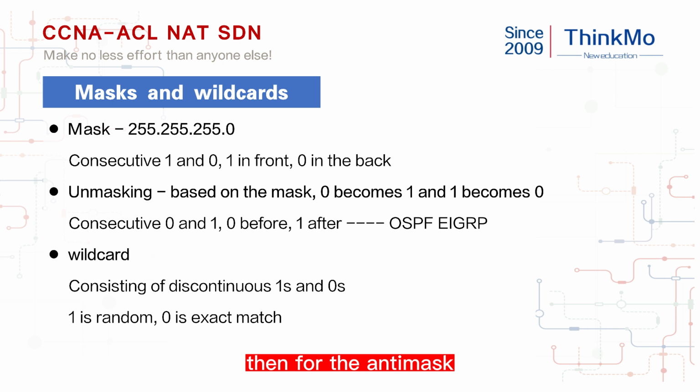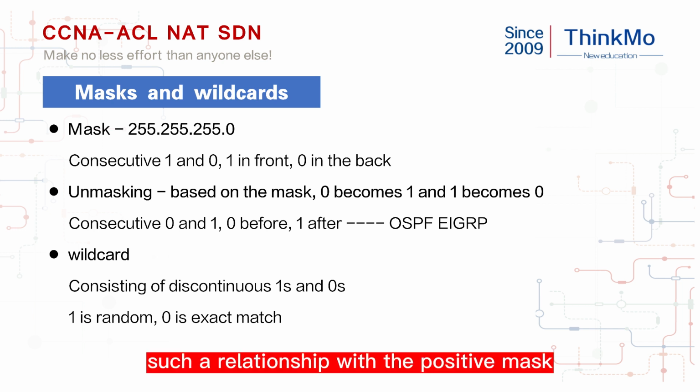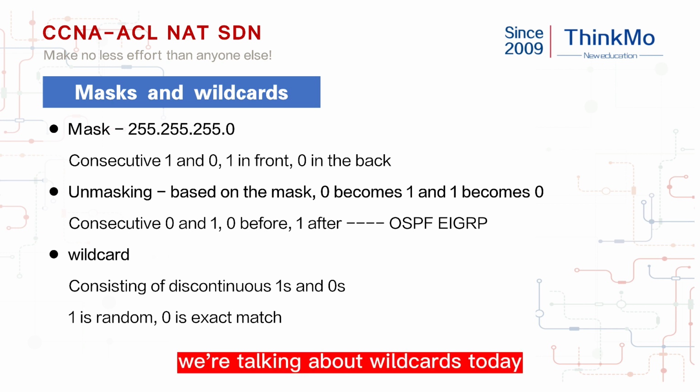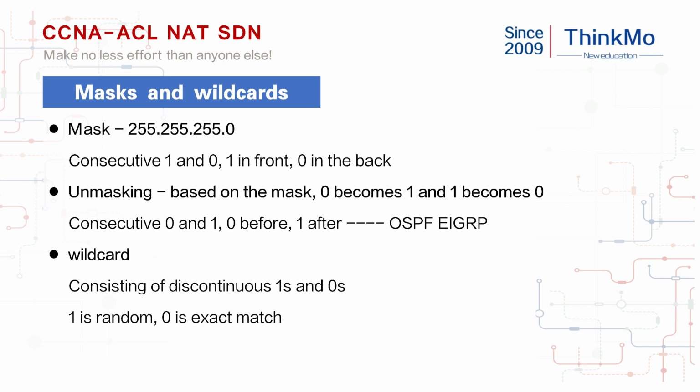The anti-mask is actually exactly the opposite of the positive mask. So what will use the anti-mask? Just like OSPF and EIGRP, all use anti-masks. We're talking about wildcards today. Wildcards are the only place we will touch this concept in ACL at the NA phase. We call it the jump mask.